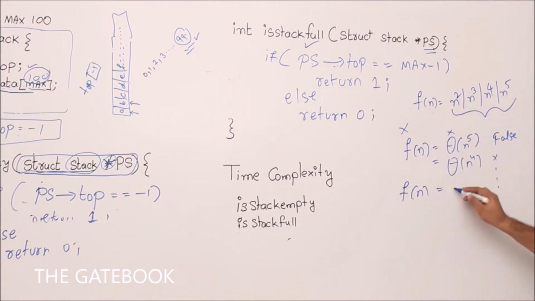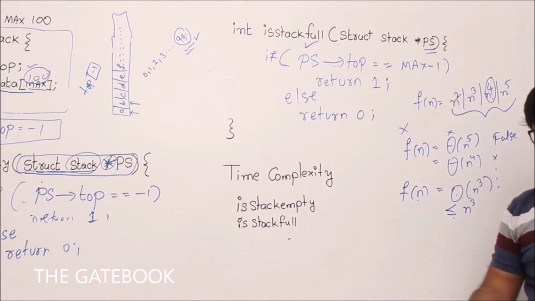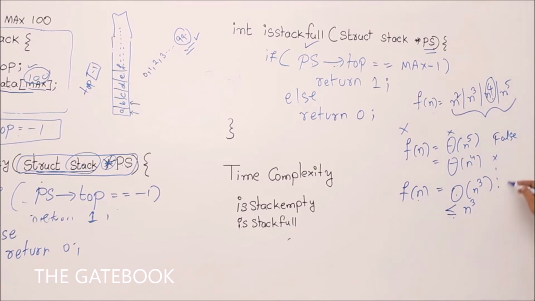So let's try order. My program's running time f of n is order of n cube. It's like you are saying that your program's running time is always less than or equal to n cube, because order denotes less than or equal to. Is your program always less than or equal to n cube? No, sometimes more than that. Correct? See, n power 4, n power 5. Then how can you say that your program's running time is less than or equal to n cube? That's why it is false.